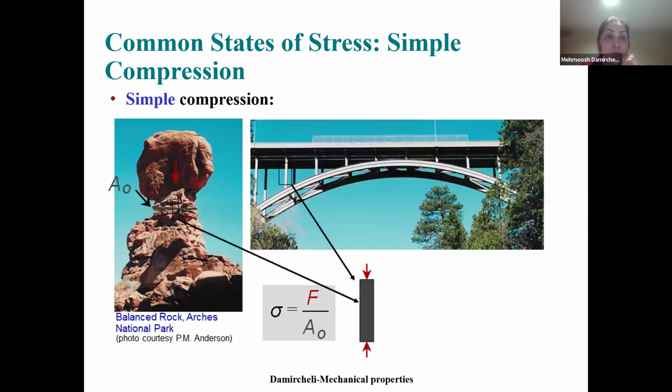Compression, as I told, normal stress is classified in tensile and compression or compressive.